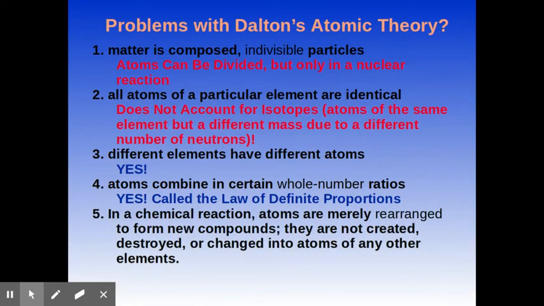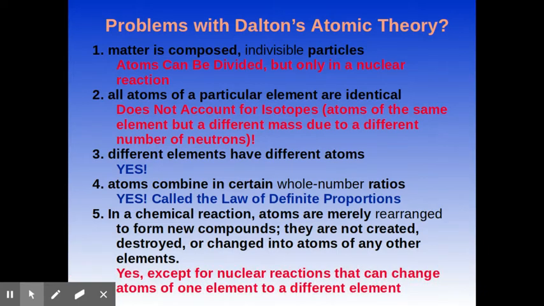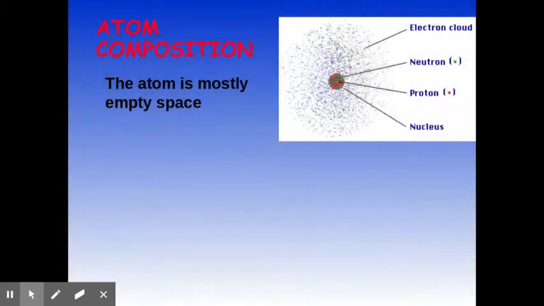And then this last one. In a chemical reaction, atoms are merely rearranged to form new compounds. They're not created or destroyed, right? Or changed into atoms of any other elements. Well, yes, except we're going to talk about nuclear reactions. That is going to be the little exception to that rule. That is when an element can change into a different element.